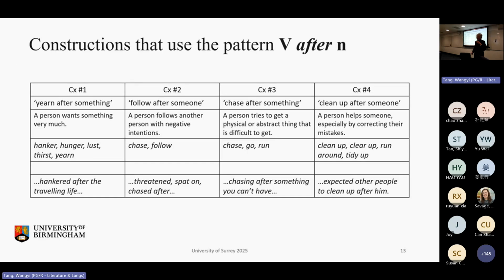So a bit of a simpler example, the pattern verb after noun, so verbs that are followed by after. Identified here only 4 constructions: the yearn after something construction, the follow after someone construction, the chase after something construction, and the clean up after someone construction. And that just came from 4 meaning groups from the original work that was done in the 1990s. So a person wants something very much, a person follows another person with negative intentions, a person tries to get a physical or abstract thing that's difficult to get, or a person helps someone, for example, by correcting their mistakes.